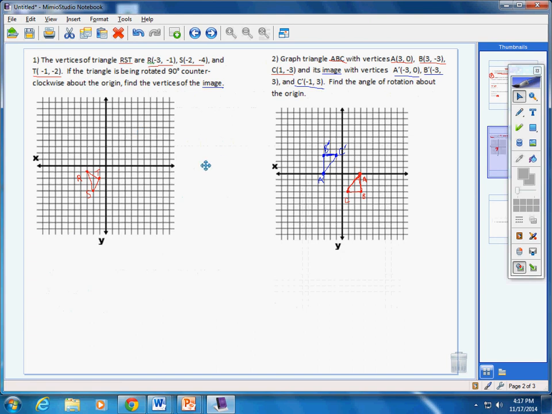Here we have an example. Example 1. The vertices of triangle RST are (-3, -1), (-2, -4), (-1, -2). If the triangle is being rotated 90 degrees counterclockwise about the origin, find the vertices of the image. Remember, folks, from yesterday, the image is simply the new figure after you perform your transformation.